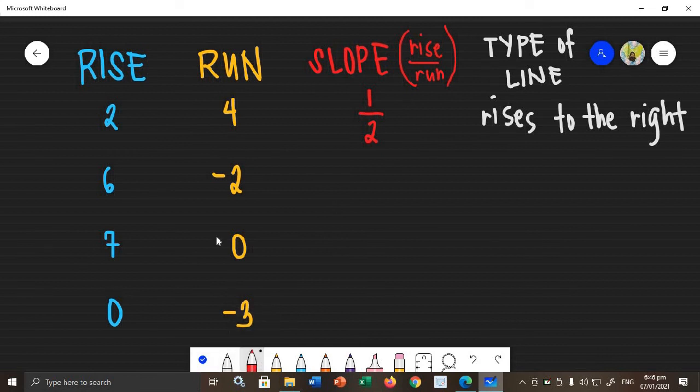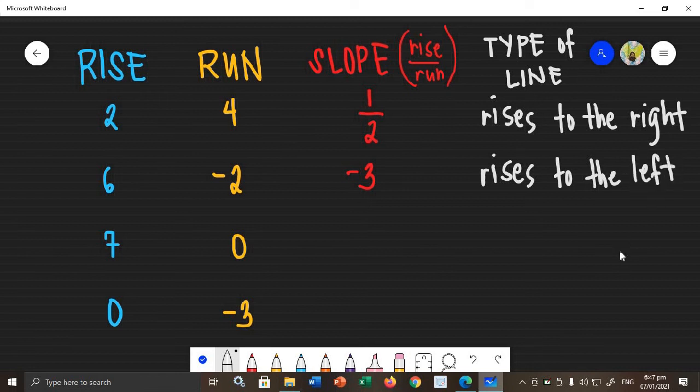And then the second one, we have 6 as our rise, and then we have -2 as our run. Okay, what will be the slope? So rise over run, we have 6 over -2. If we simplify that, we will get -3. Therefore, we get a negative slope. So in that case, kapag negative yung slope na nakuha mo, you can assume that the type of line that you will get if you graph this will rise to the left, or it rises to the left side.